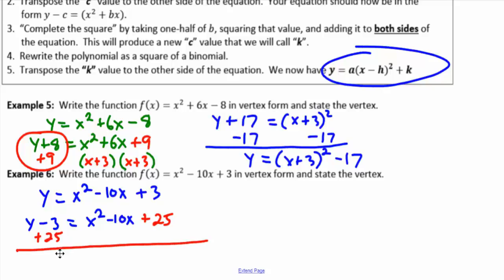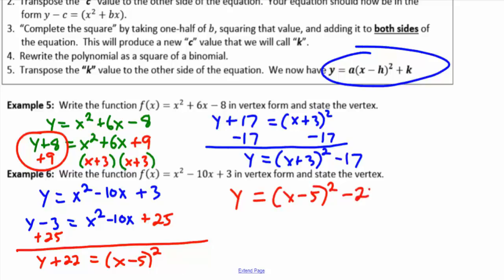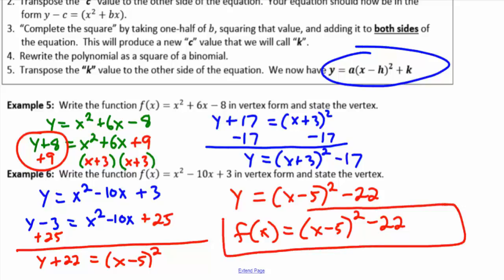So I'm going to get y plus 22 equals, and this is going to be x minus 5 squared. Hopefully you're getting the hang of that. x minus 5, x minus 5. And then subtract the 22 over. So y equals x minus 5 squared minus 22, because you got to bring it back over. So f of x equals x minus 5 squared minus 22. And that is it. That's our vertex form.